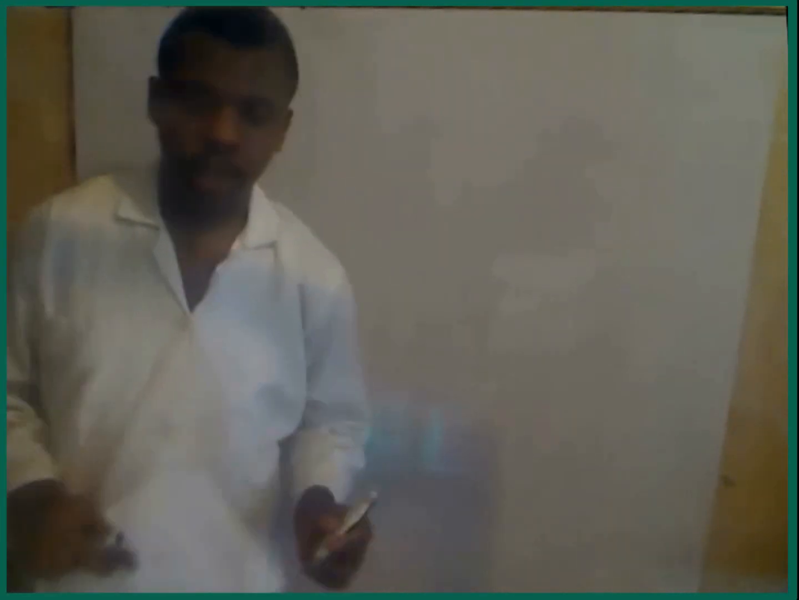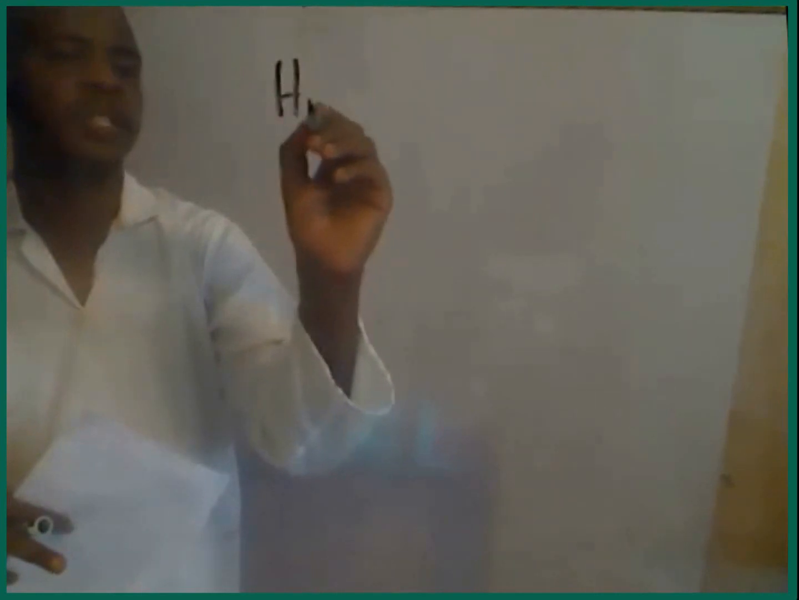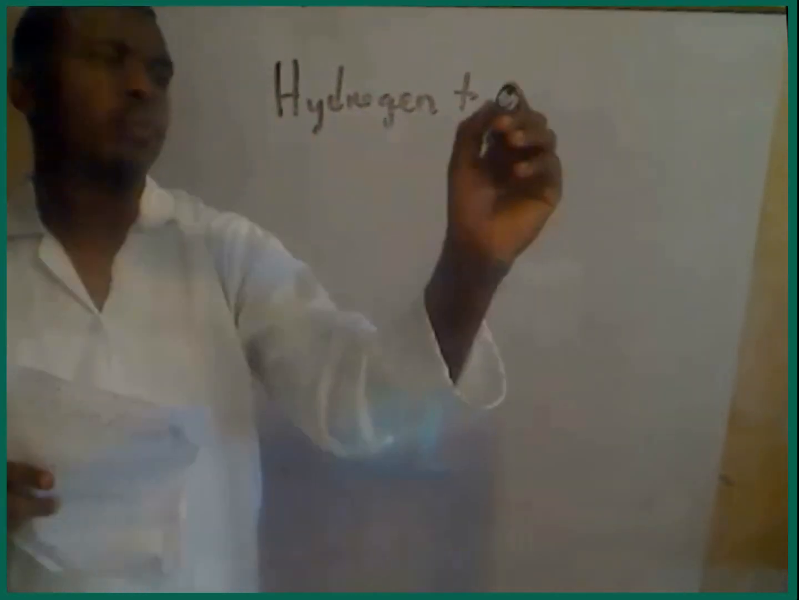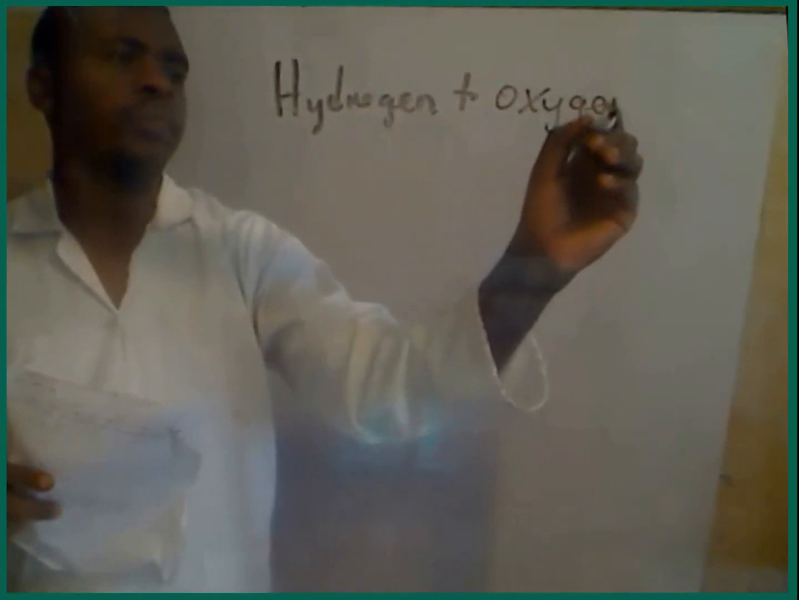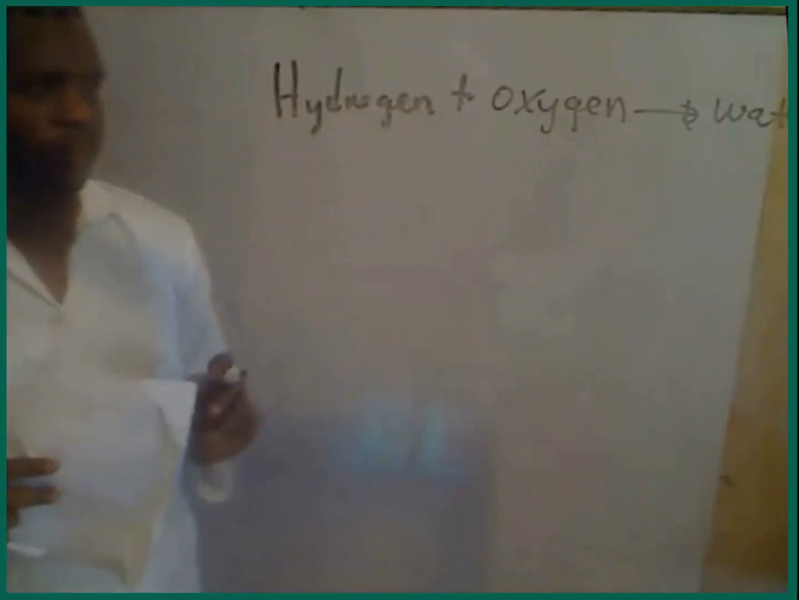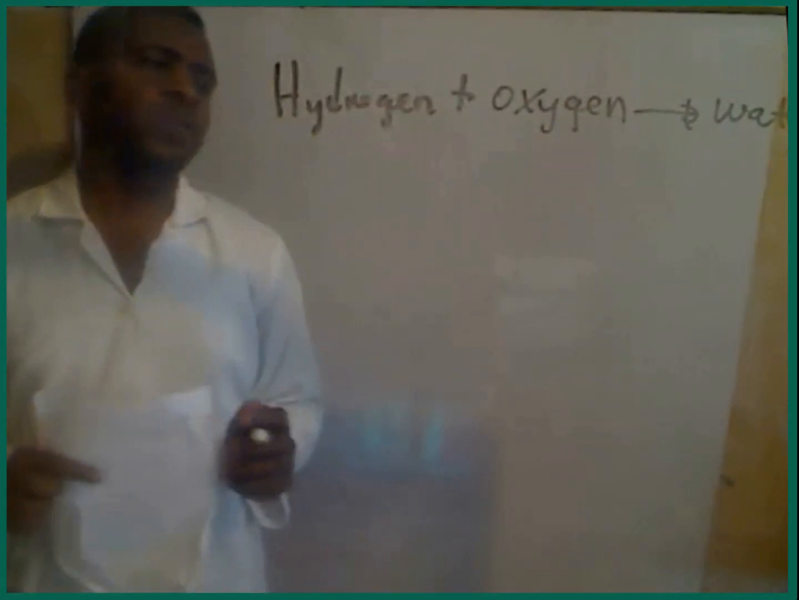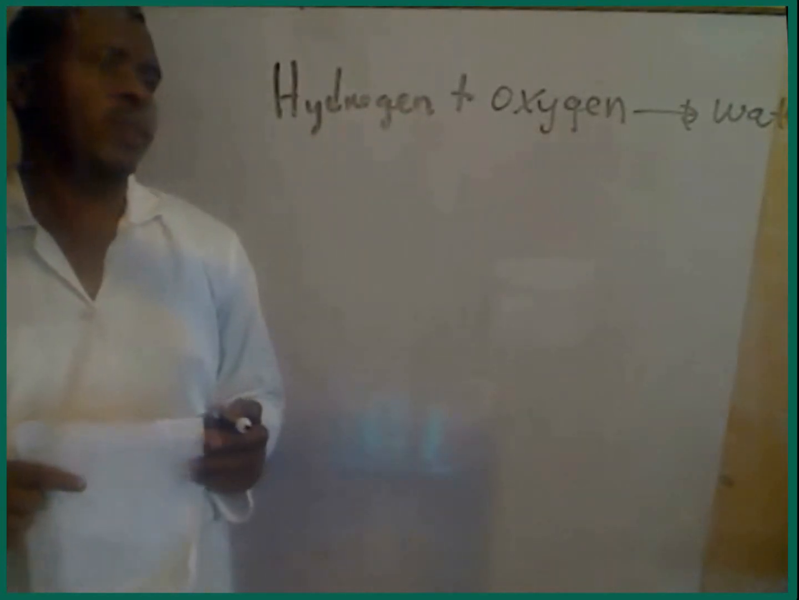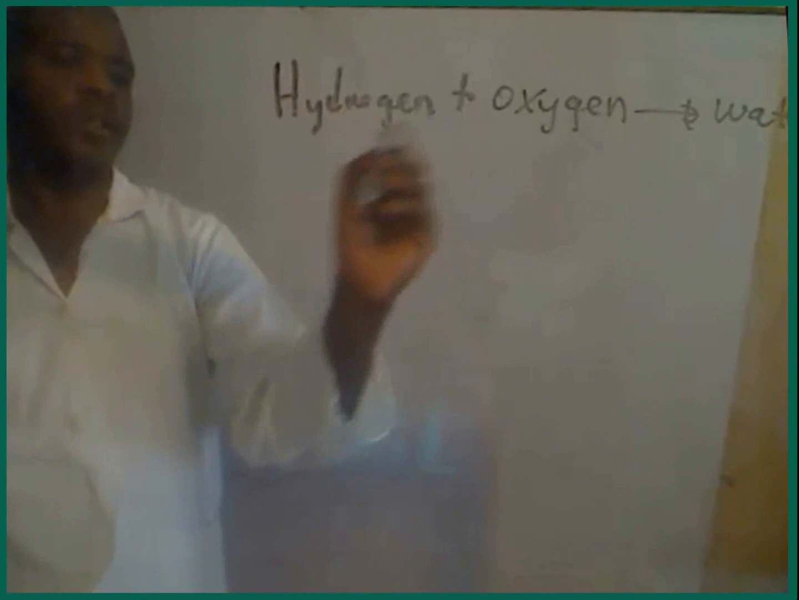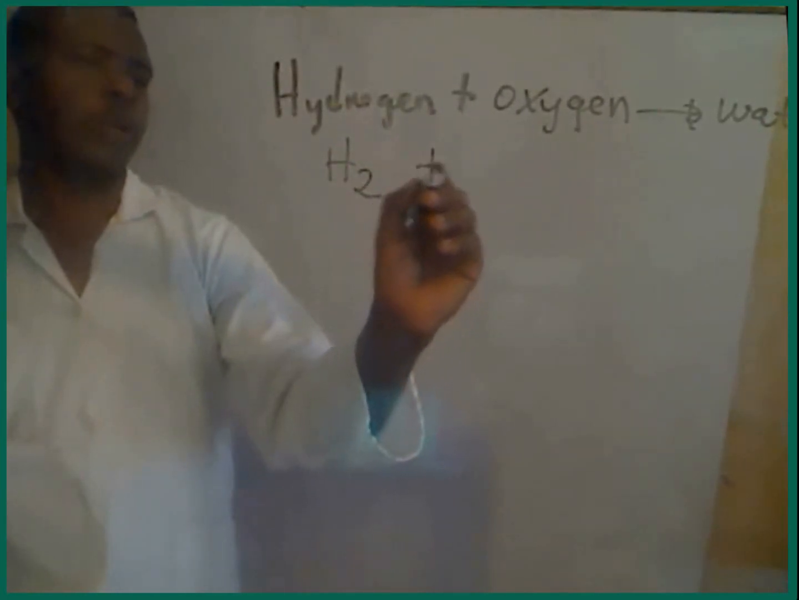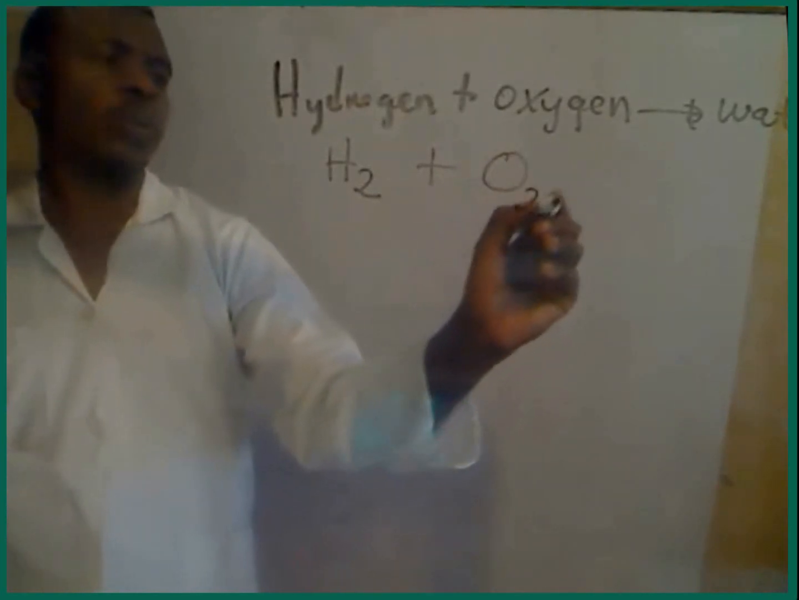We shall begin by writing the word equation. So we have hydrogen plus oxygen to give water. So what is the next step? We have to write the symbols of these elements and the formula of the compound. What's the symbol of hydrogen? Hydrogen is H2 plus oxygen O2 to give us water, H2O.